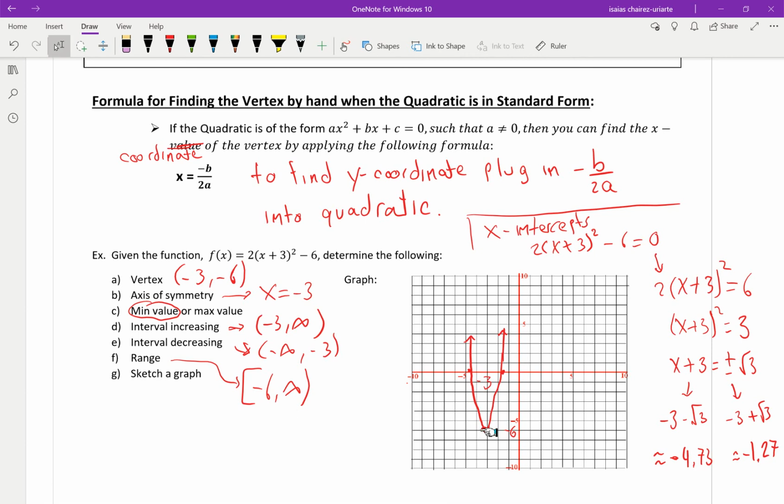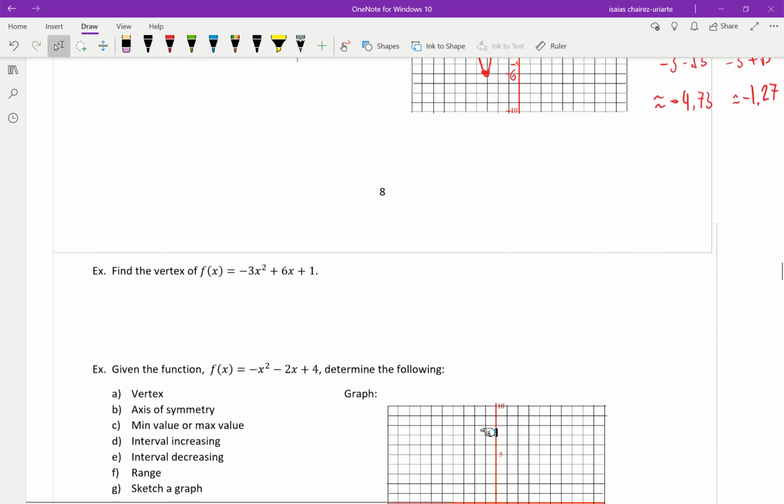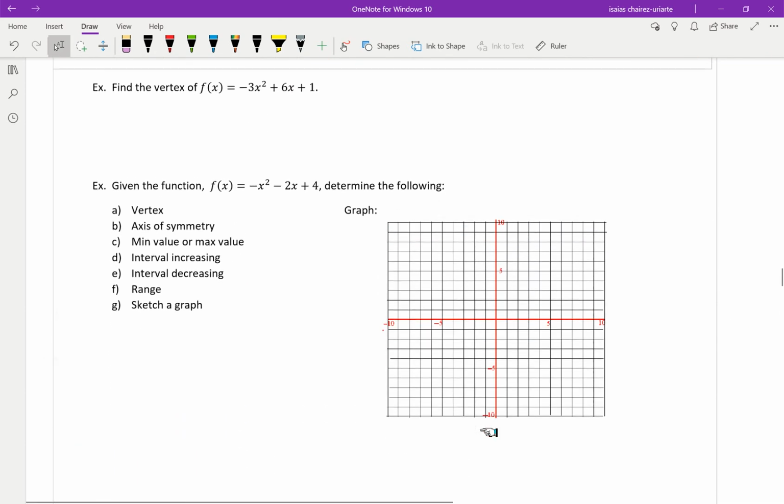Let's move on to the next one. Okay, so similar thing. You are given a quadratic function, but this time the quadratic function is in standard form. Actually, no, you're not going to have to do the same thing as in the previous one. This is two different examples, sorry. So in this particular case, you're just wanting to find the vertex. And I'm going to show you two ways of finding the vertex here.